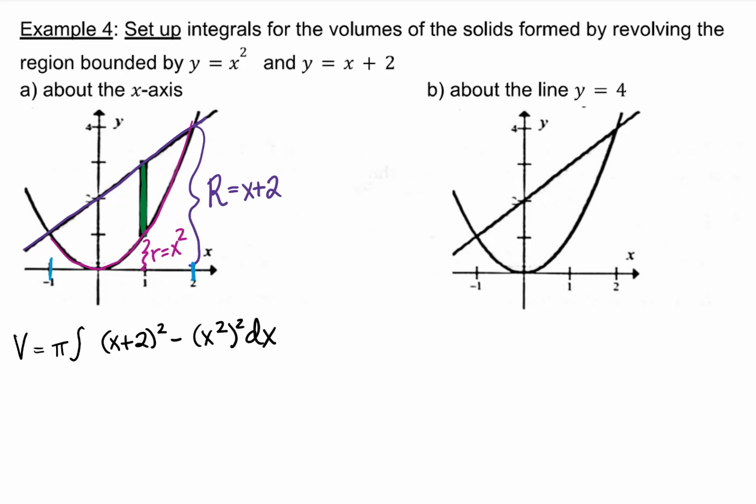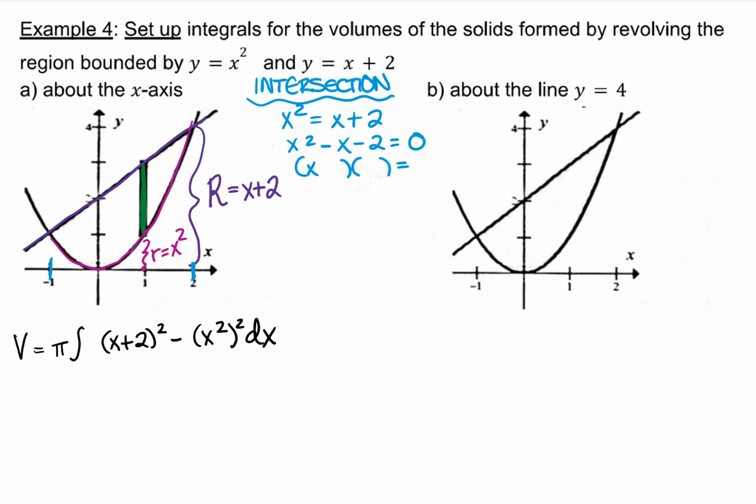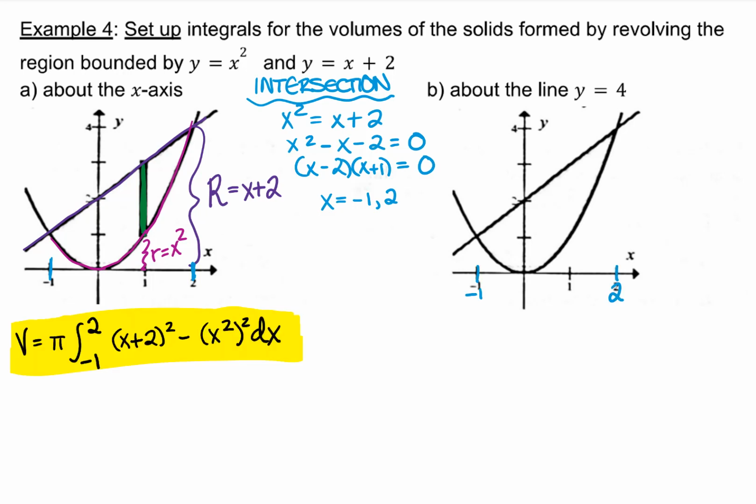From a to b, it looks like it's -1 to 2. Just in case, we make these equations equal to one another to find our intersections. -1 to 2, we're correct. This time we're revolving about the line y equals 4.